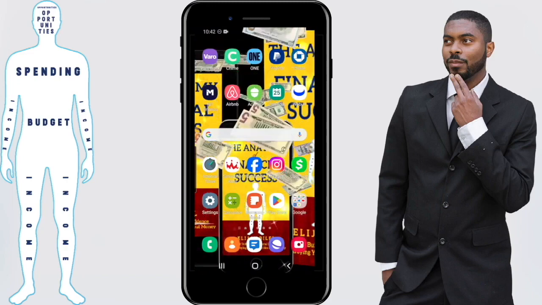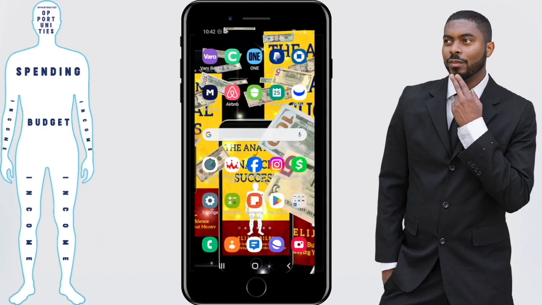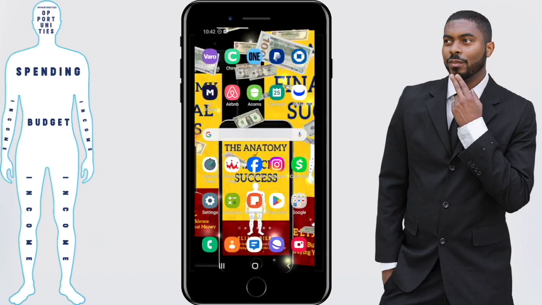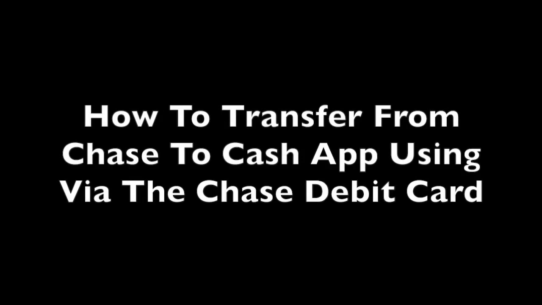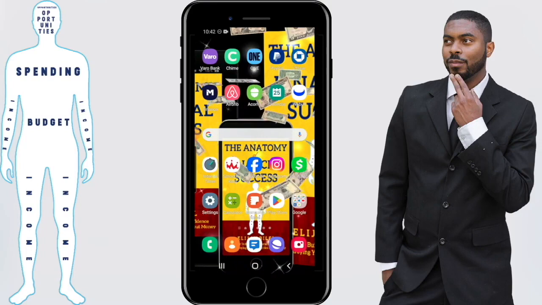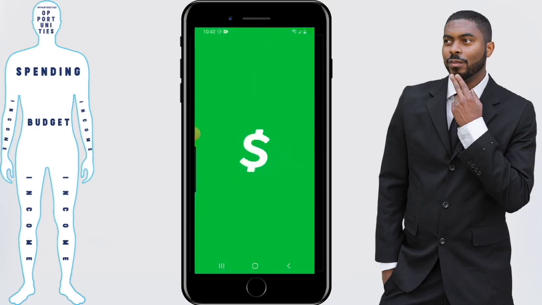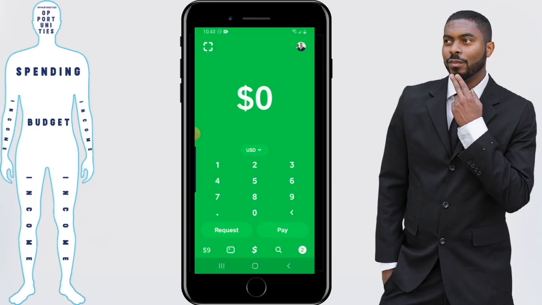Assuming that you have that set up, let's cover exactly how you transfer money from Cash App to Chase using a debit card. So we're going to start off by opening our Cash App up. And the first thing you'll need to do is make sure you have your Chase debit card linked. So click on the picture in the top right hand corner.